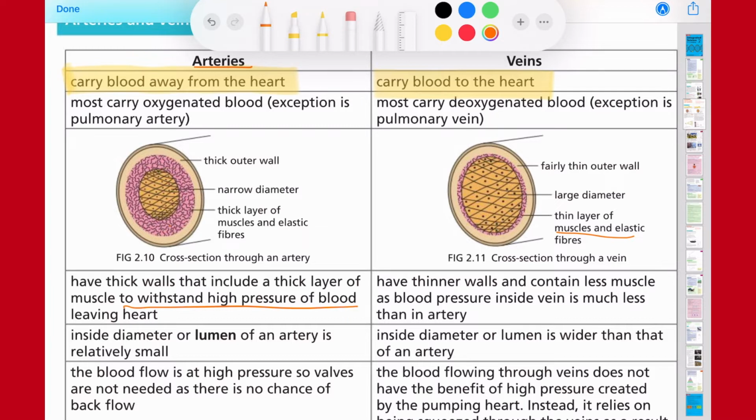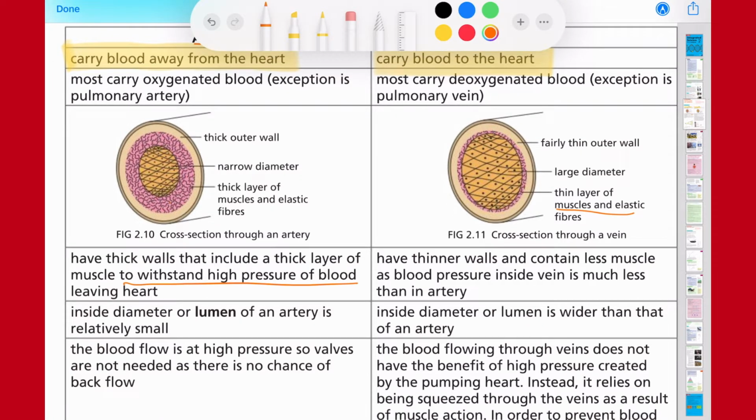The inside diameter, also known as the lumen of an artery, is relatively small. The blood flow is at high pressure, so valves are not needed and there is no chance of backflow. So in an artery we don't have valves, whereas veins are going to have them. You don't have a valve in an artery because the blood only flows in one direction because of that high pressure. So let's look at veins now.